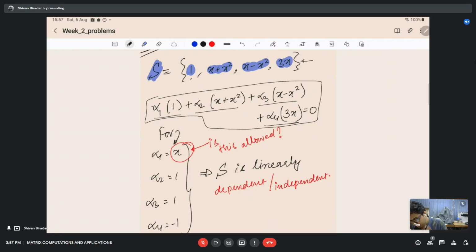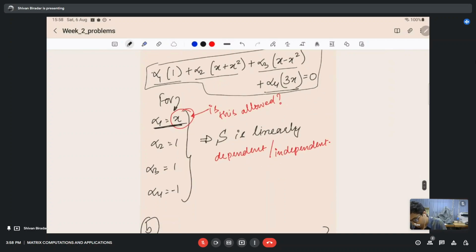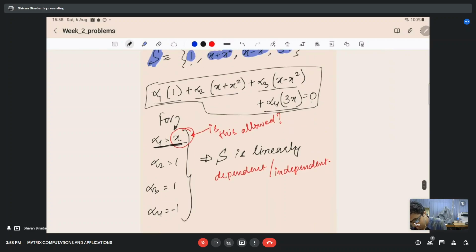So if I take alpha 1 equal to x, alpha 2 equal to 1, alpha 3 equal to 1, and alpha 4 equal to minus 1, then you'll get 0 here. But we are not allowed to do this. We have to take a constant, which means that we have to take some number in the real number set. Try any number, try everything, you will not get 0, which means that this is linearly independent.